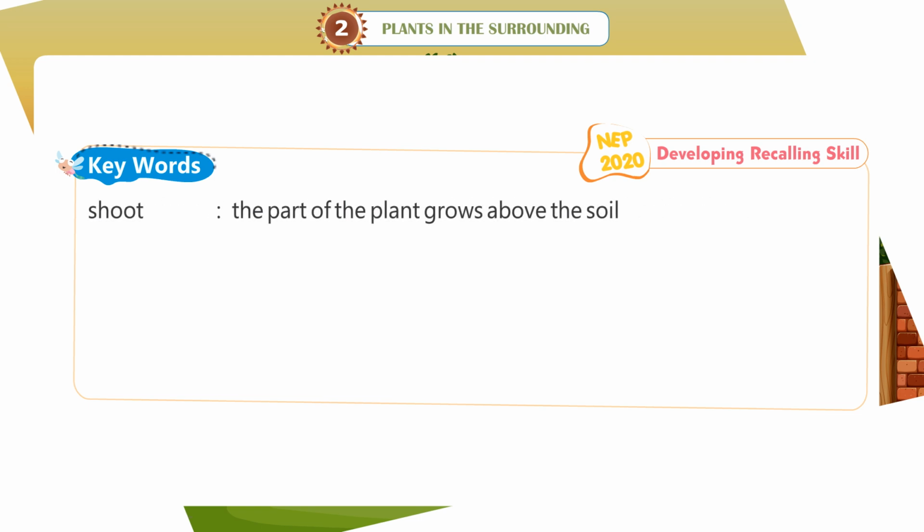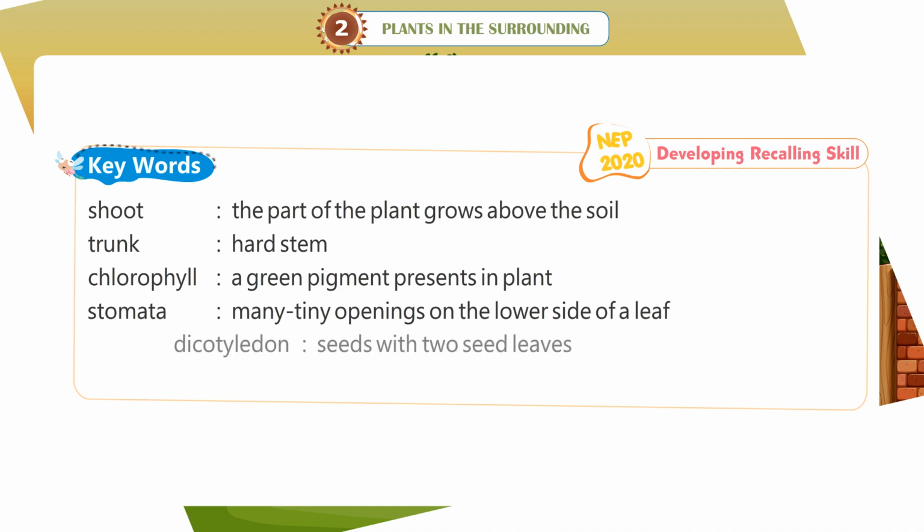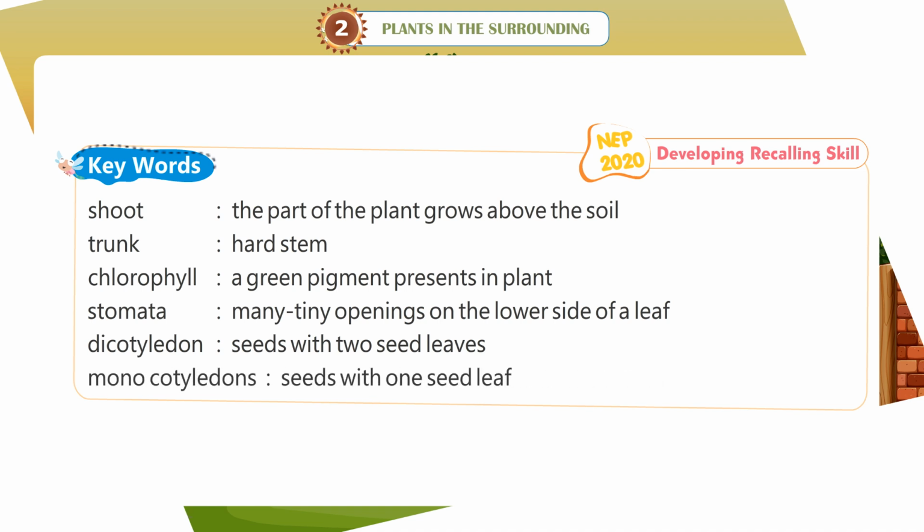Keywords. Shoot, the part of the plant that grows above the soil. Trunk, hard stem. Chlorophyll, a green pigment present in plants. Stomata, many tiny openings on the lower side of a leaf. Dicotyledon, seeds with 2 seed leaves. Monocotyledons, seeds with 1 seed leaf.